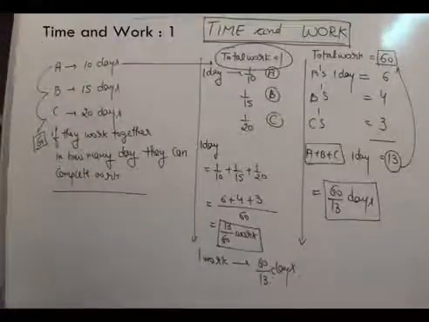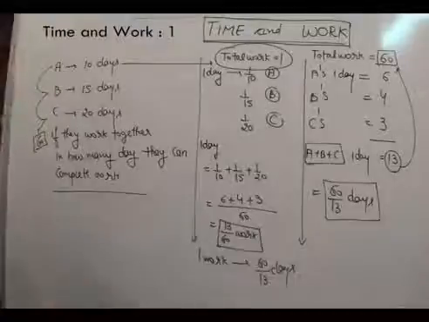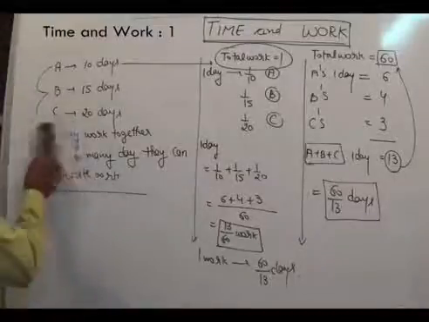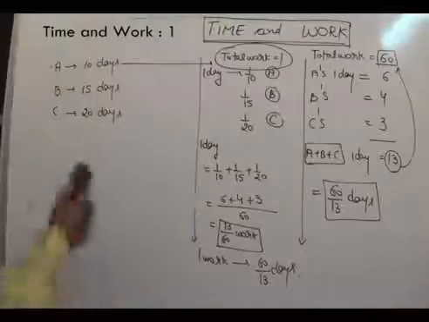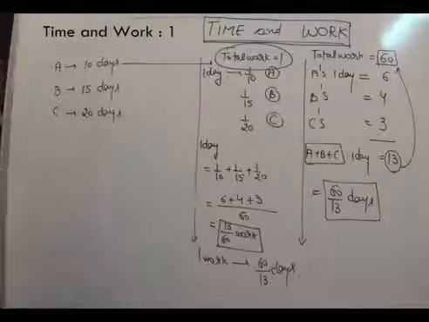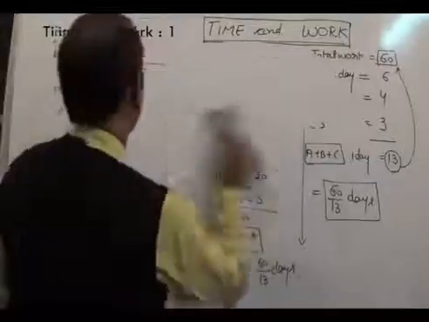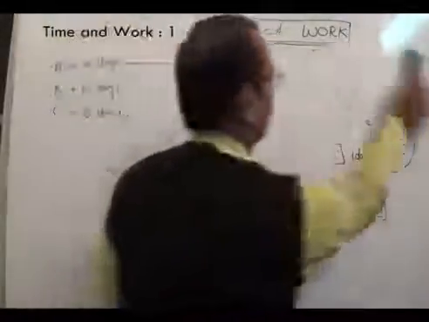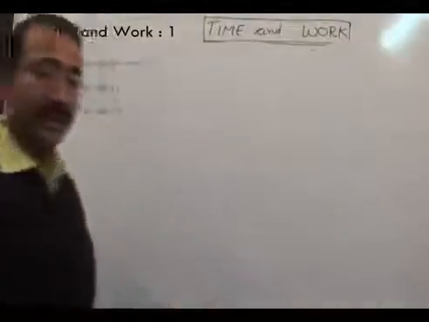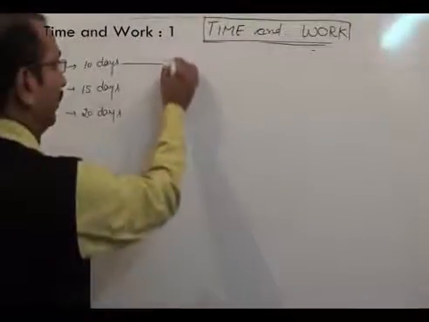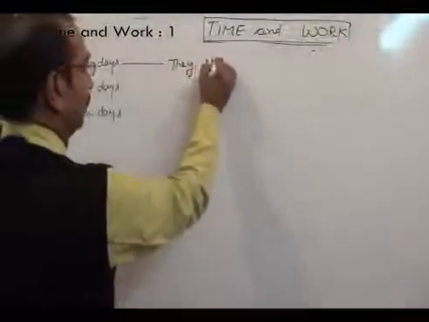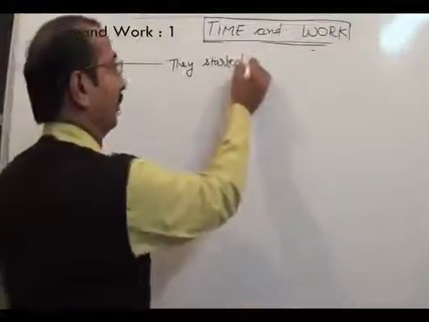Now I am going to start with type number 1, which is based on this basic question. It is given that there are 3 persons A, B, C. A can do the work in 10 days, B can do the work in 15 days, and C can do the same work in 20 days. Further, it states that they started working together.